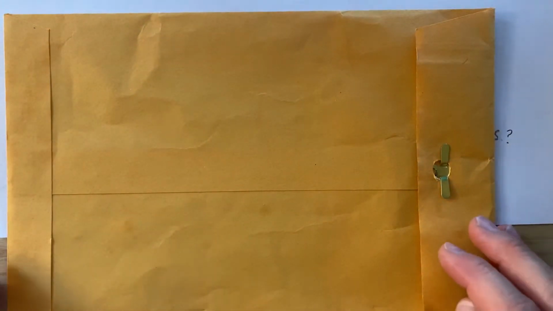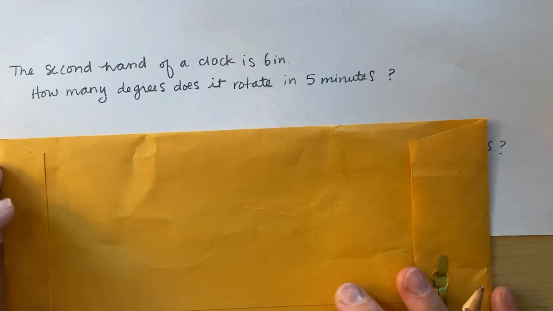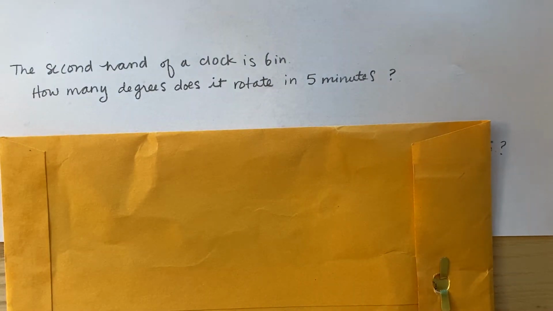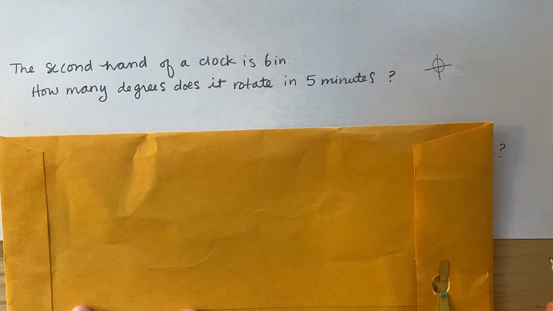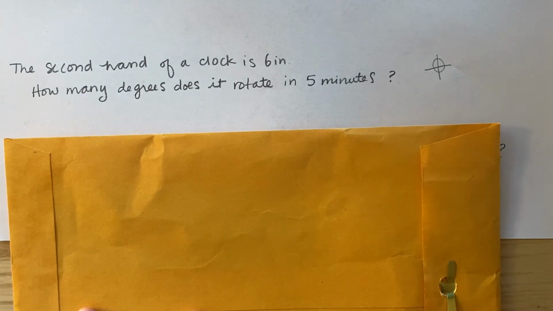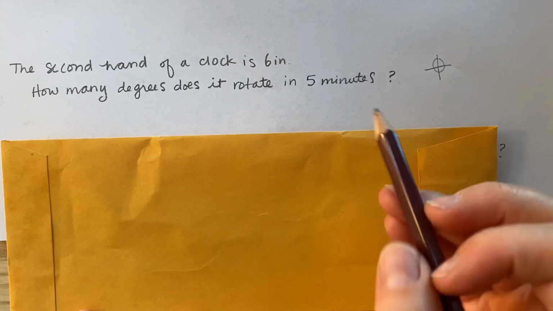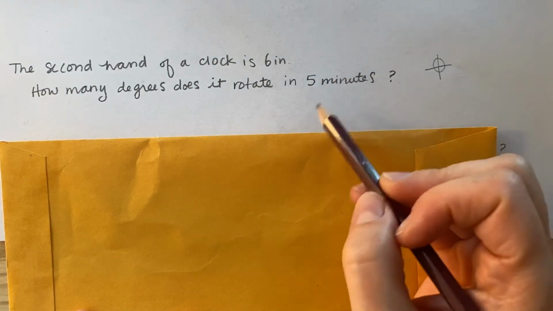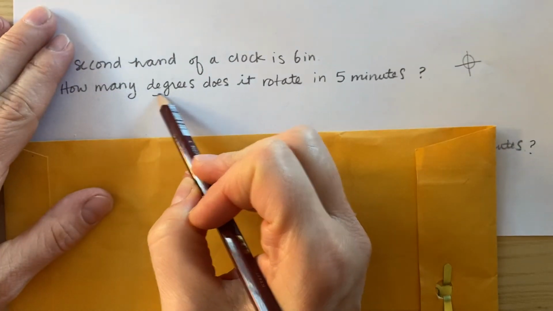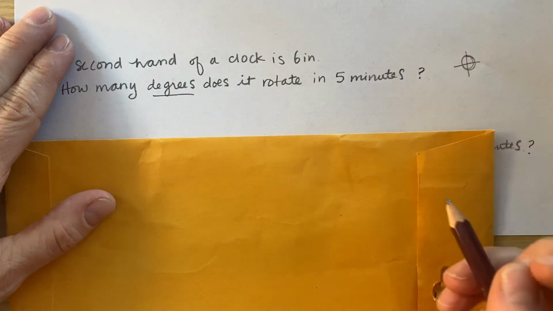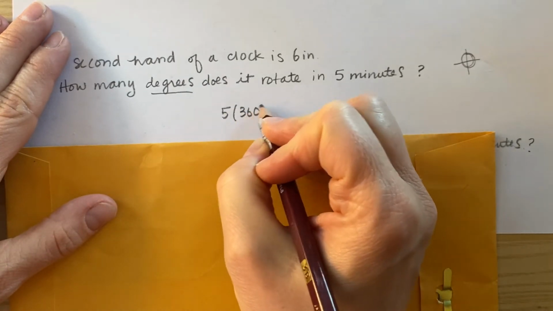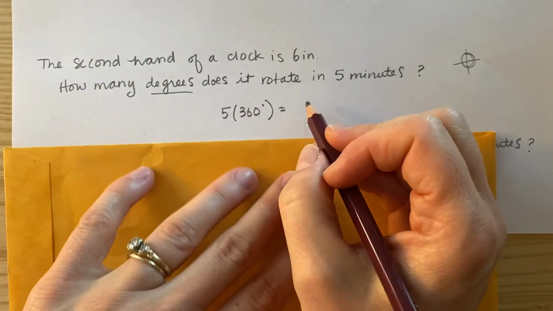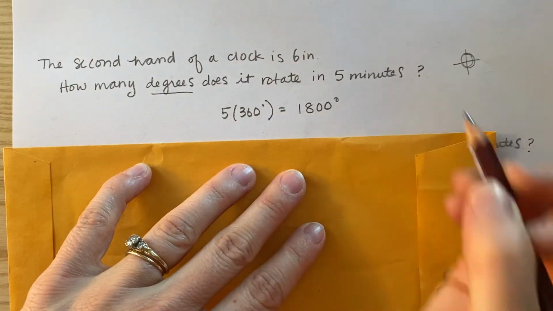And now for something a little more interesting. Let's say the second hand of a clock is 6 inches. And remember, the second hand of a clock travels around, it makes a full rotation in 1 minute. How many degrees does it rotate in 5 minutes? Well, this is a question about the measure. How many degrees is it rotating? Well, if it does 360 degrees in 1 minute, it does 5 times 360 degrees in 5 minutes, or 1800 degrees.